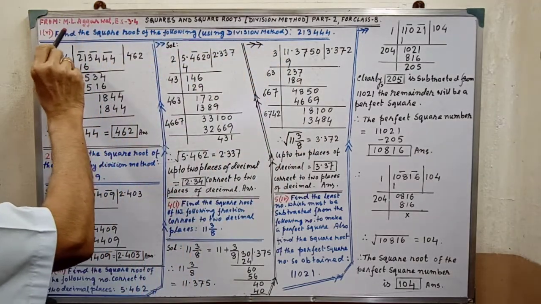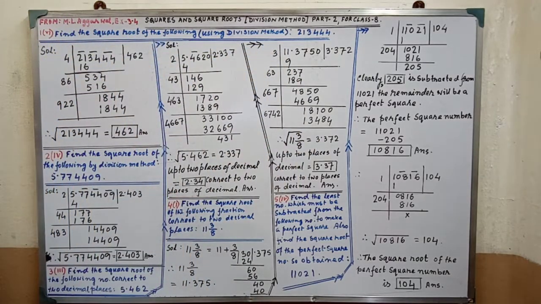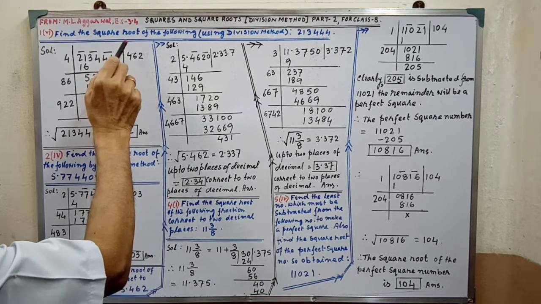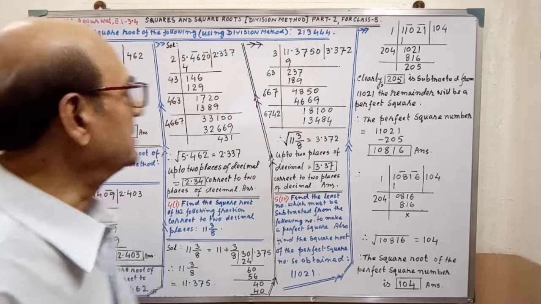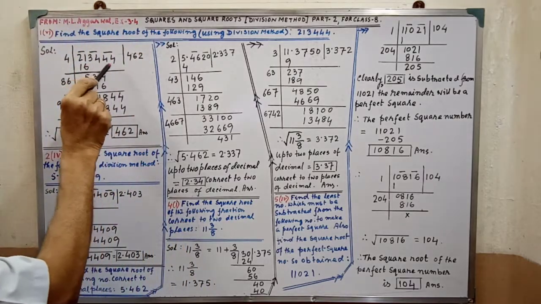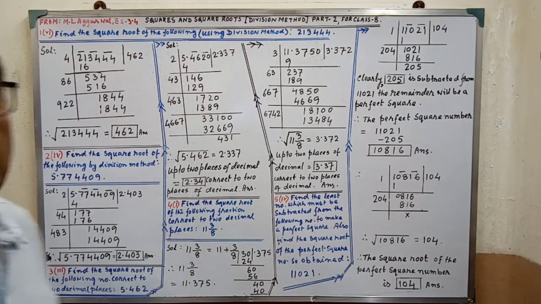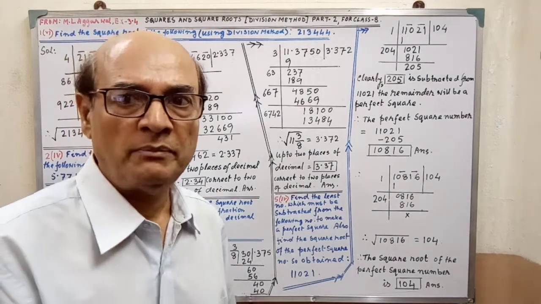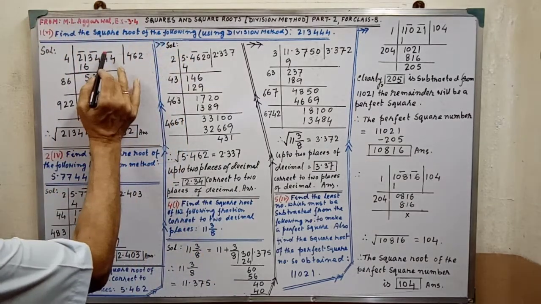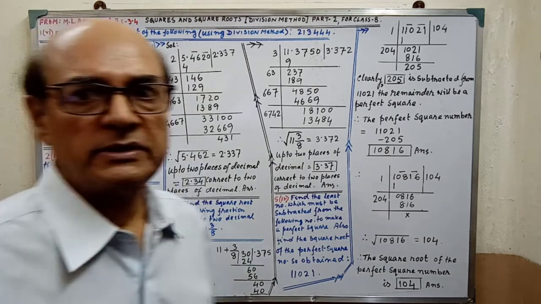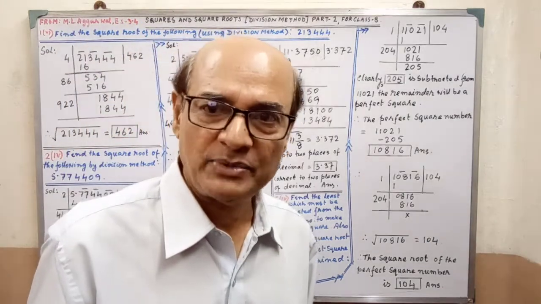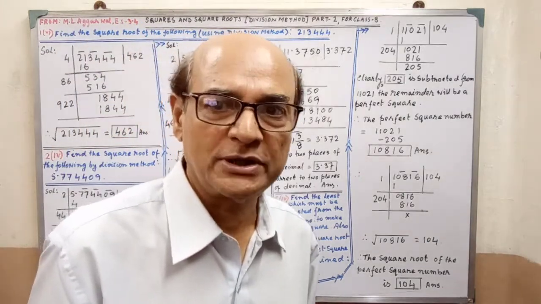Now pay your attention. The sum is given from ML Agarwal, exercise 3.4. Find the square roots of the following by using division method. First you have to copy the sum in this way. Then you have to take 2 digits from the right hand side in this way. These 2 digits. After taking 2 digits, what digit will remain on the left hand side? You have to start with that digit.